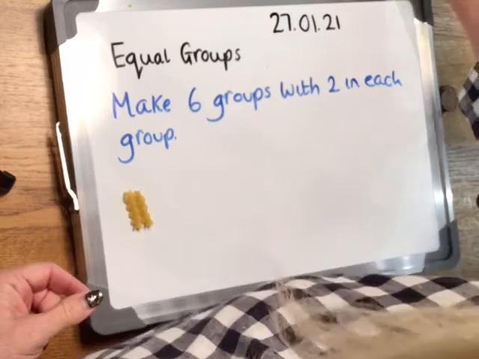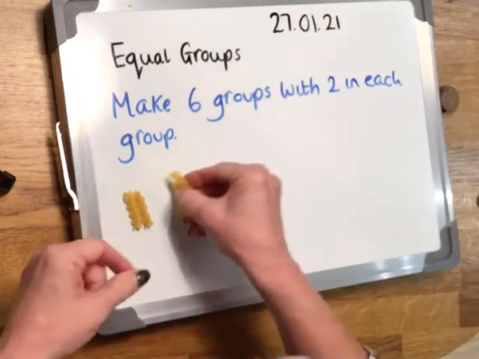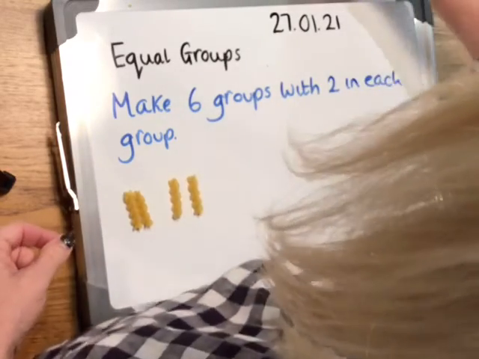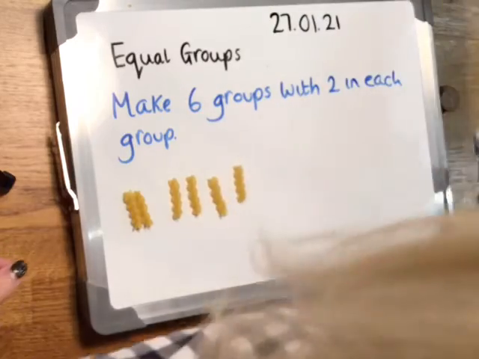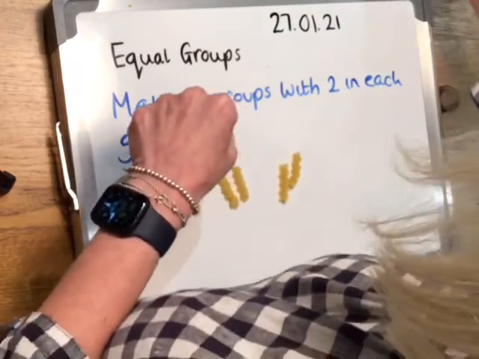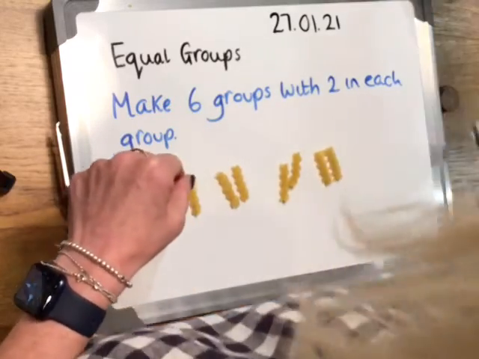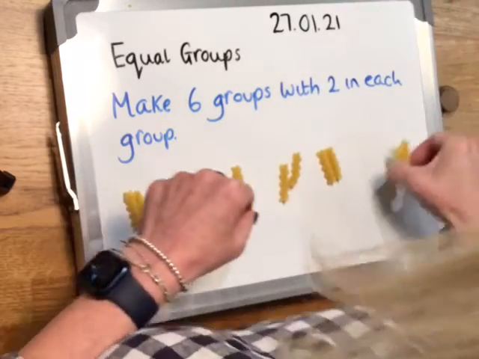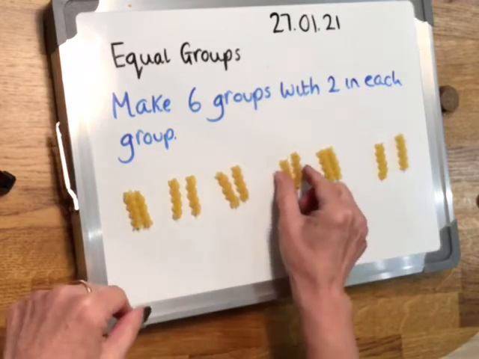There's 1 group of 2. 2 groups of 2. 3 groups of 2. Whoops. 4 groups of 2. 5 groups of 2. And 6 groups of 2. That's one way of doing it.